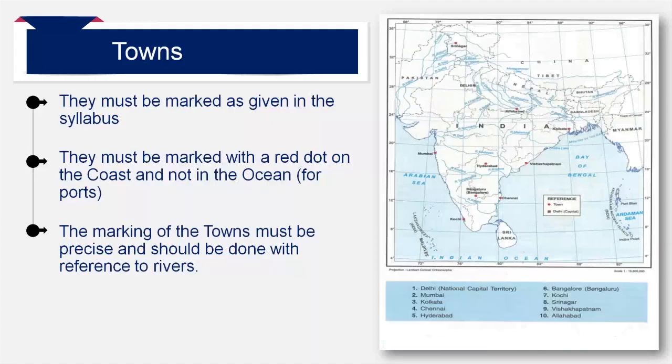The towns must be marked with reference to rivers with a red dot as shown in the map. In board examination, you are given map of India with 24 rivers. Hence, if you have your own clues with reference to rivers, it will be much easier to mark the towns. Example, Srinagar is on Jhelum and Kolkata is on Hooghly. Delhi must be marked in red square as it is the capital of India. You must mark the ports like Vizag and Chennai on the coastline and not in the Bay of Bengal.